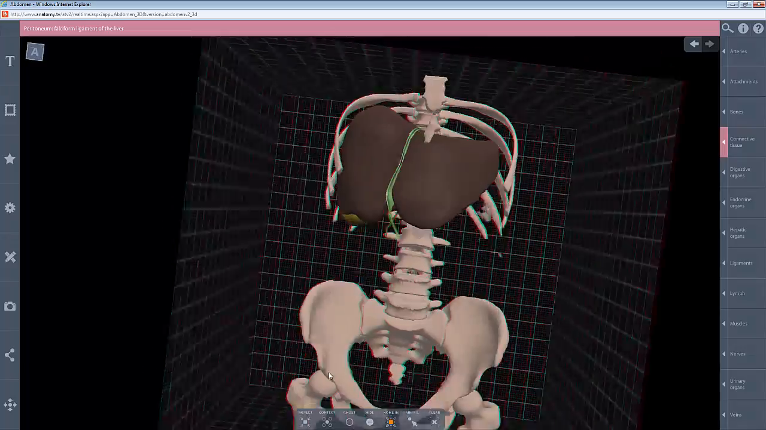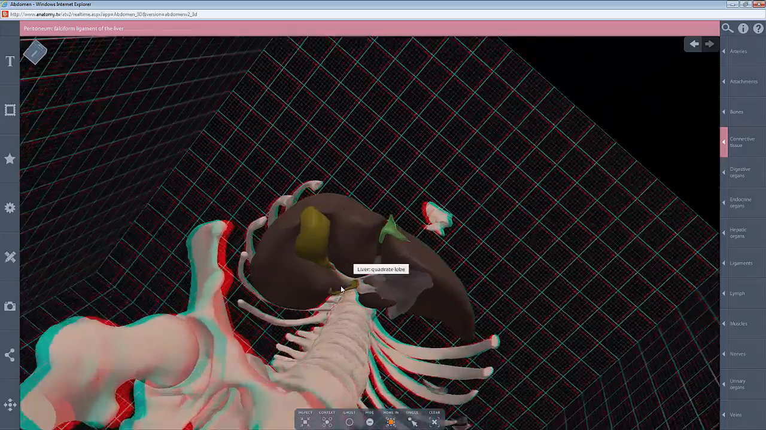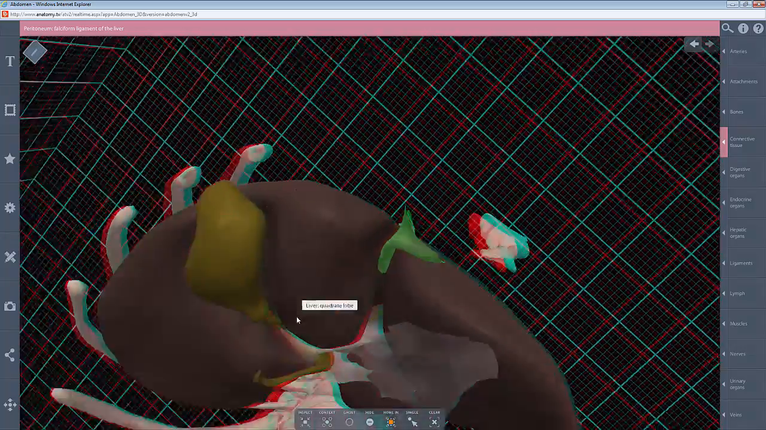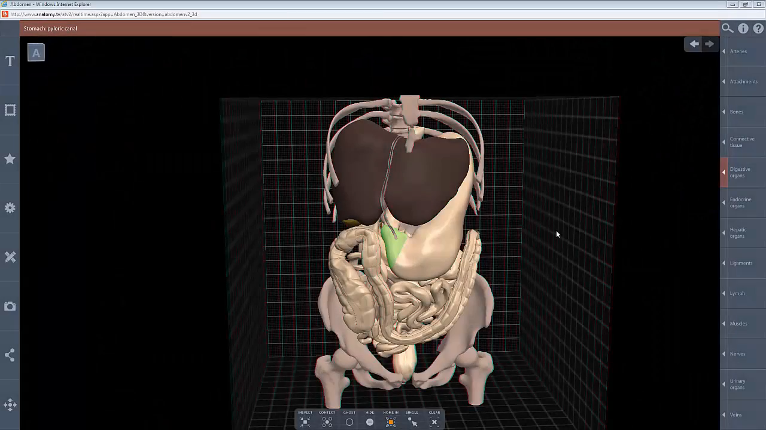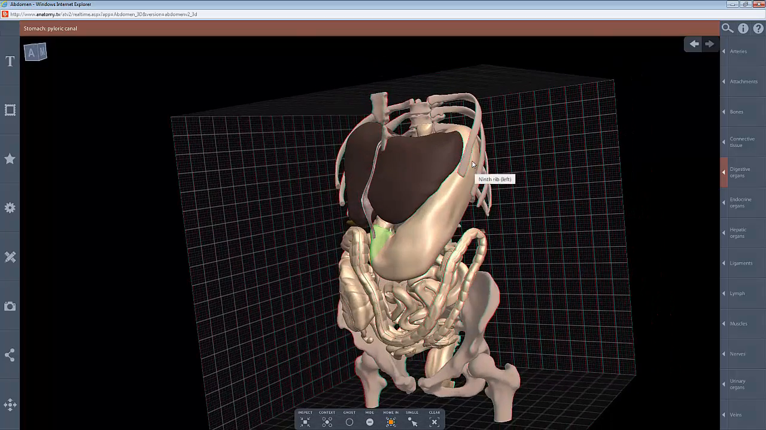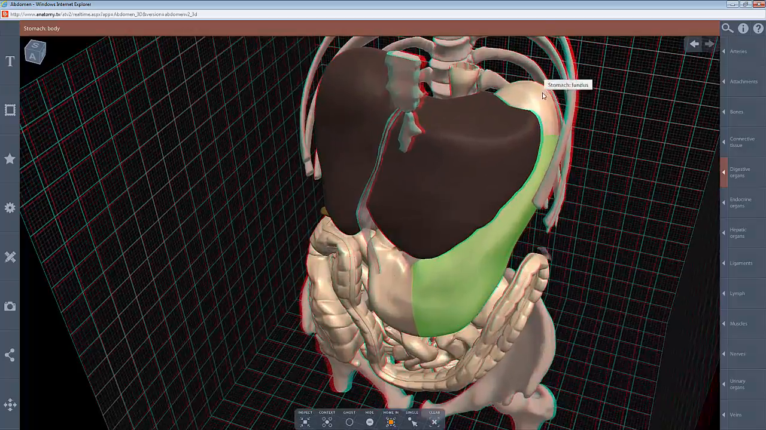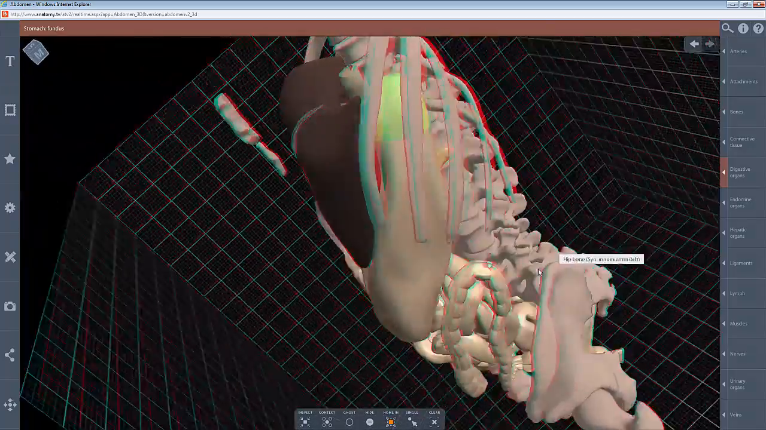If we have a look below the liver, we can see the gallbladder nested right in here. Now I've added in the stomach, and the stomach lies in the upper left quadrant. We can subdivide the stomach into several regions. Okay, there's the body of the stomach right here. Up here is the fundus region of the stomach.